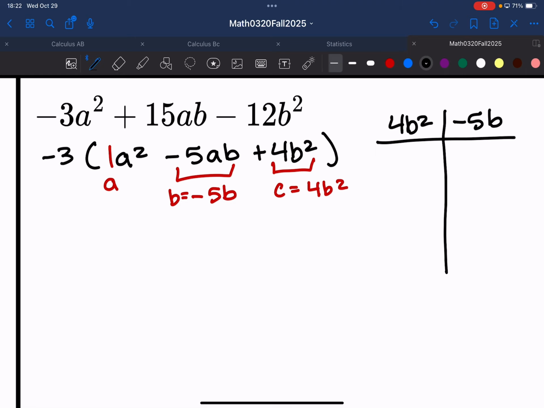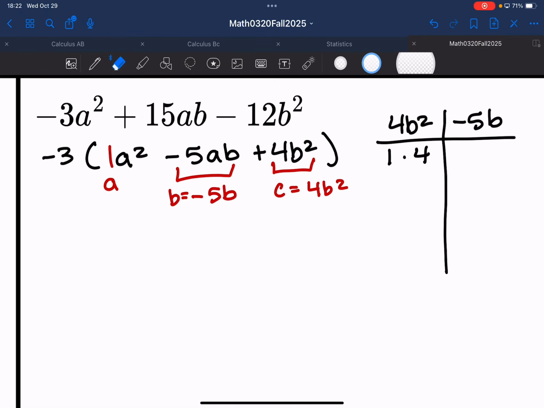Then I have to think, okay, what are those numbers? Think of just the number itself. Think of 4. Okay, so we can do 1 times 4. Is there a way we could alter these to get negative 5 when added? Yeah, negative 1 and negative 4, right? They would both have to be negative.